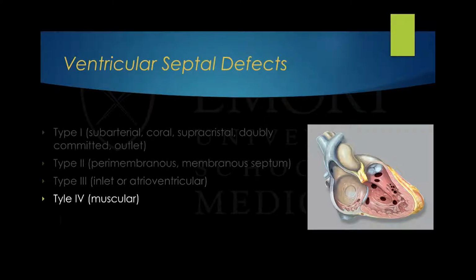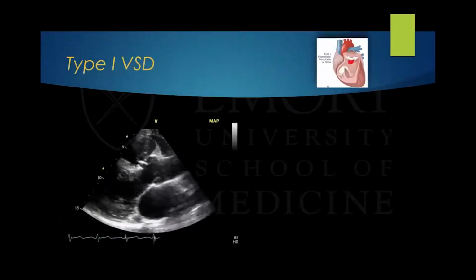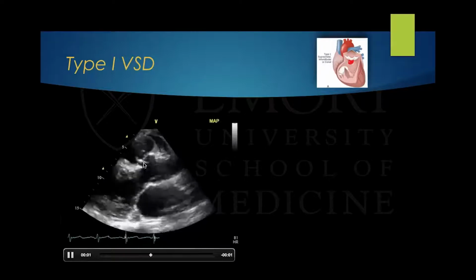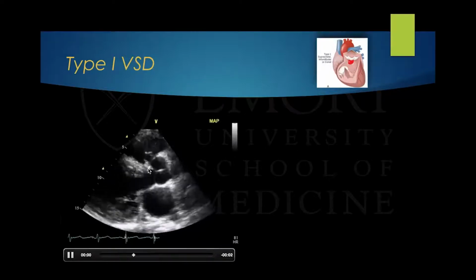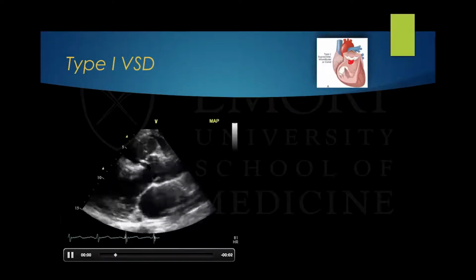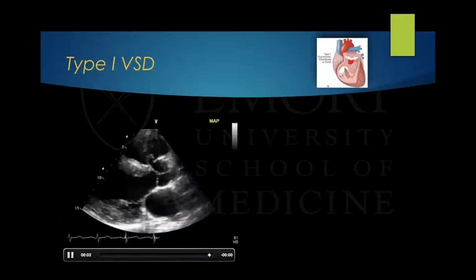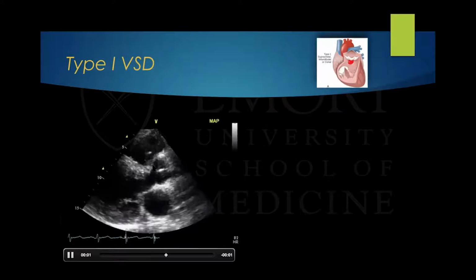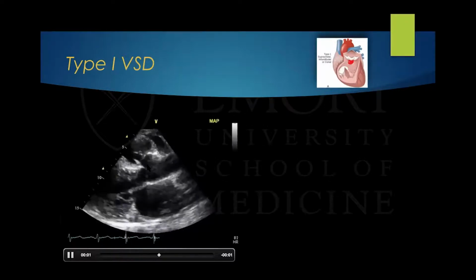Type 4, the muscular VSD. And the most unusual one is the Gerbode, which is a left ventricle to right atrium type VSD. So let's see some examples of those. The type 1 VSD is the doubly committed or the supracrystal, and it's located more near the right ventricular outflow tract. And it can be associated with aneurysms of the right coronary sinus, like you appreciate in this view.